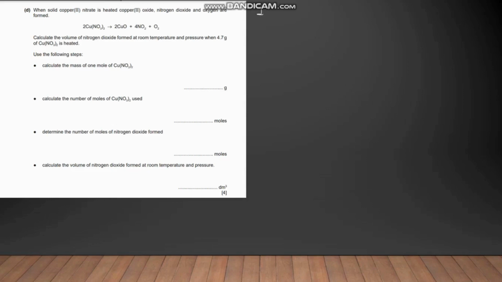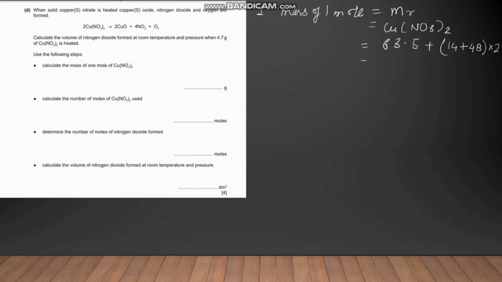Calculate the mass of 1 mole of copper nitrate. So mass of 1 mole refers to the molar mass of the substance. The molar mass of copper nitrate will be the atomic mass of copper, which we can take approximately 63.5, plus for nitrogen we will be taking 14, plus oxygen 16 multiplied by 3, that is 48, and the entire thing will be multiplied by 2. This will come out as 187.5. So we got the mass of 1 mole of copper nitrate, that is the molecular mass of copper nitrate, 187.5.